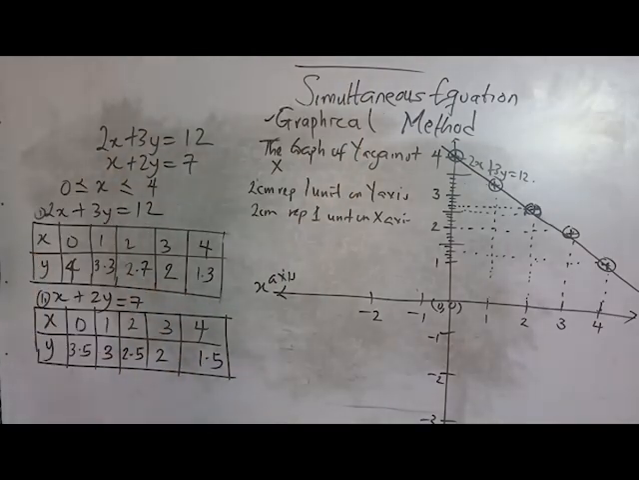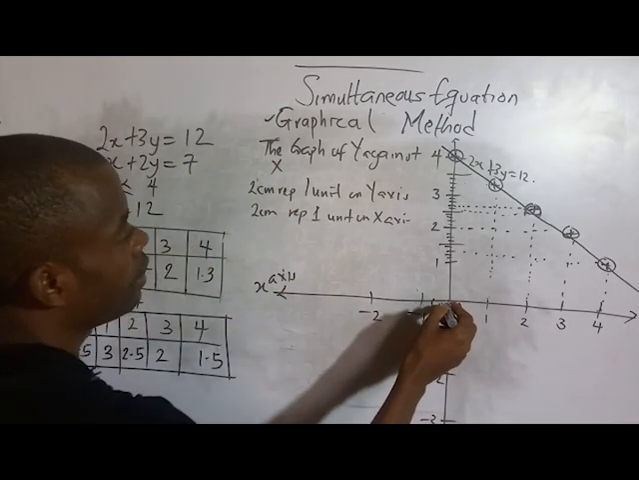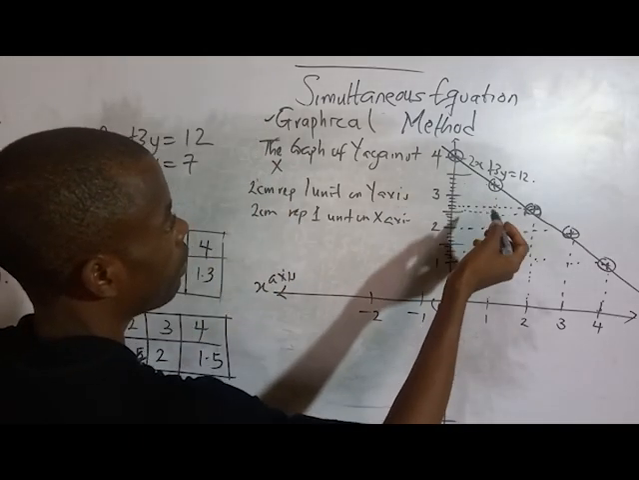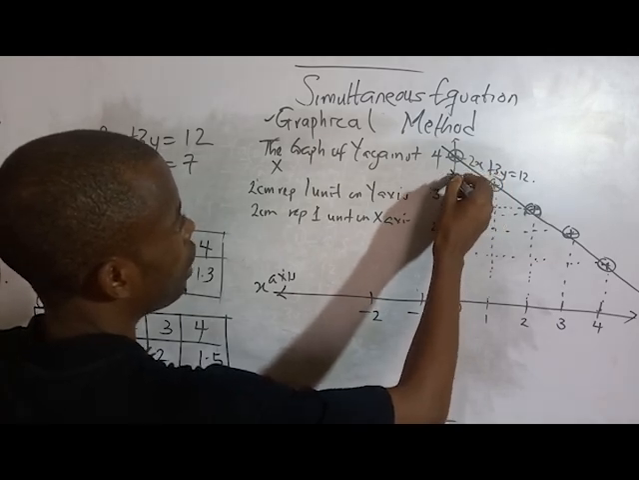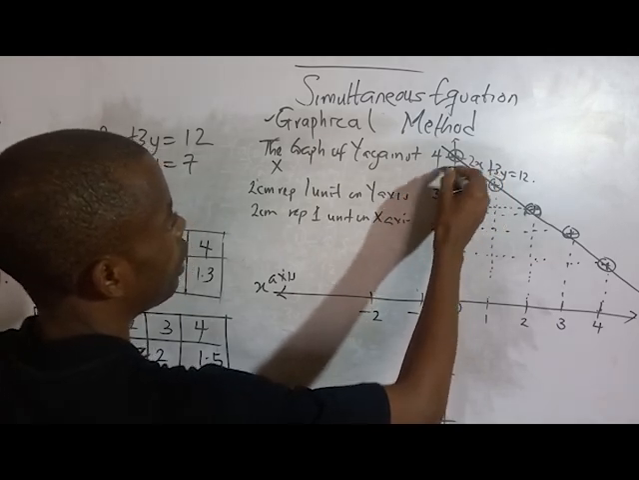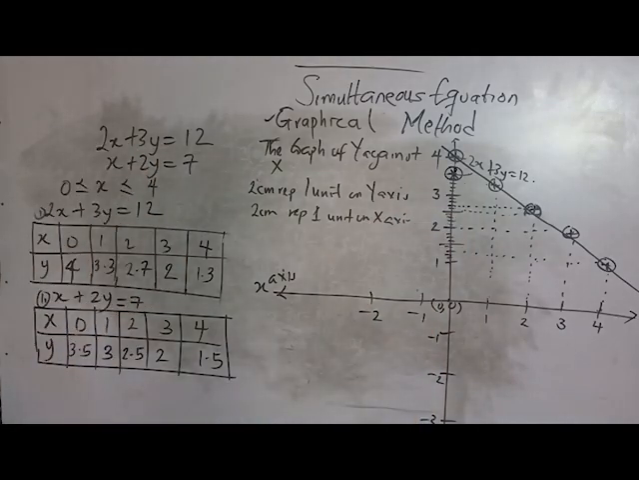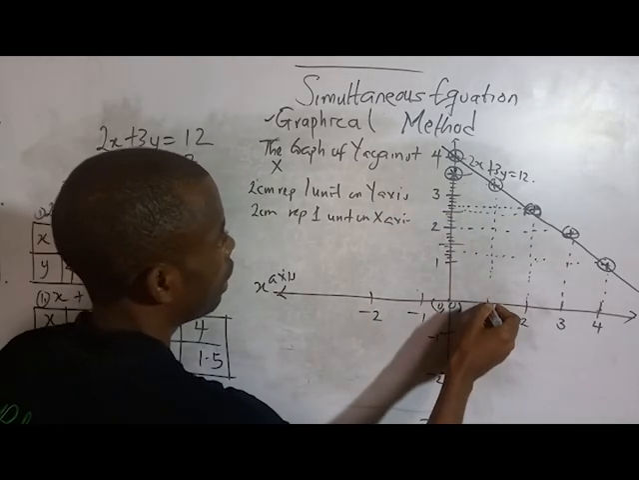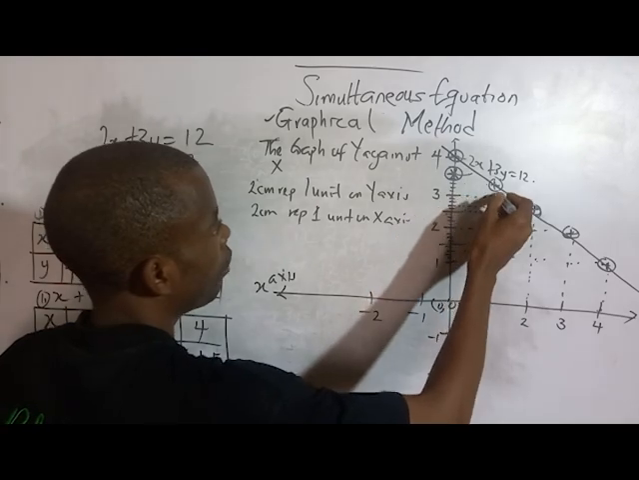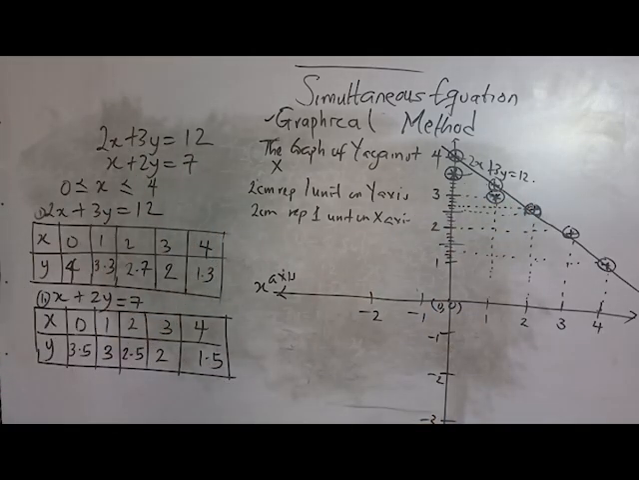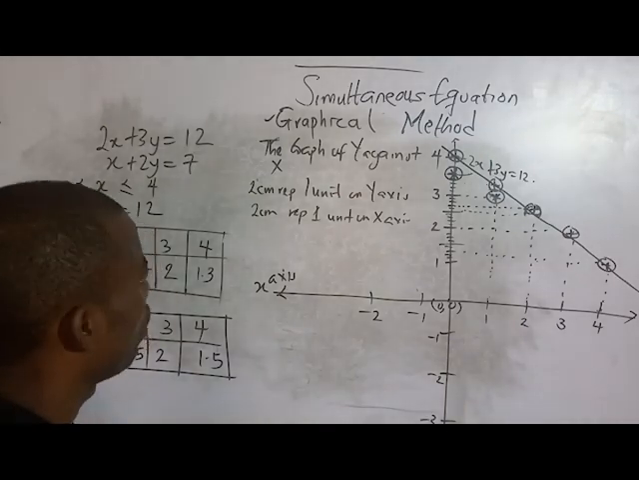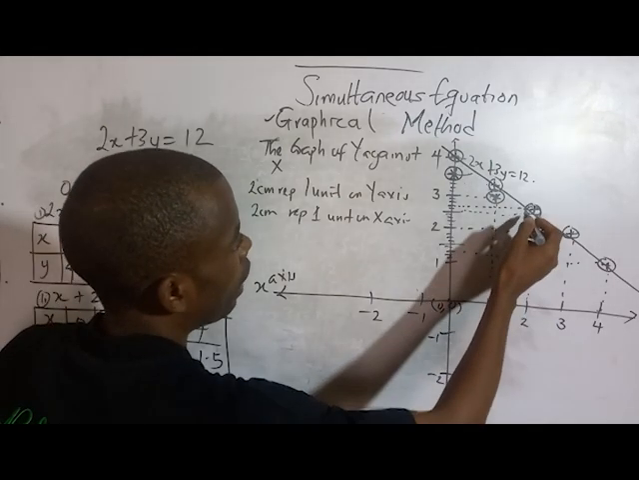So that's the case. And the second graph that we have is this: when x is 0, y is 3.5. So we have x is 0, y is 3.5. We can use a star for this just to create a difference. When x is 1, y is 3. So we have this. And when x is 2, y is 2.5. You see? So we have something like this.